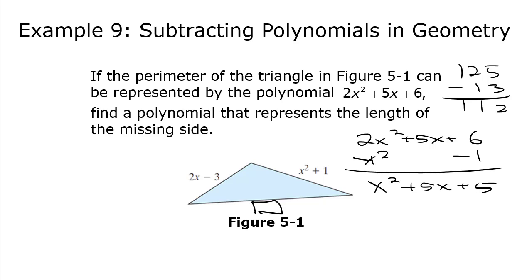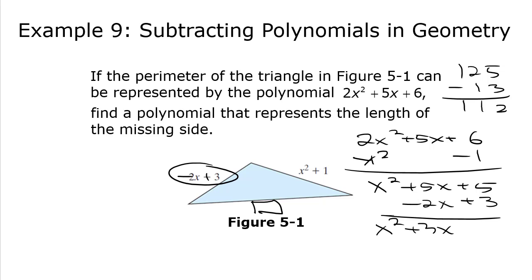Now I can take this, and I could subtract 2x, right? And then add 3. You got to remember that when you subtract this, you're changing the sign. You're subtracting, but you're adding. So when I do that, I get x squared. 5 minus 2 is plus 3x. 5 plus 3 is 8. And now that I've subtracted these two pieces away, I know that this is the answer for that missing piece.